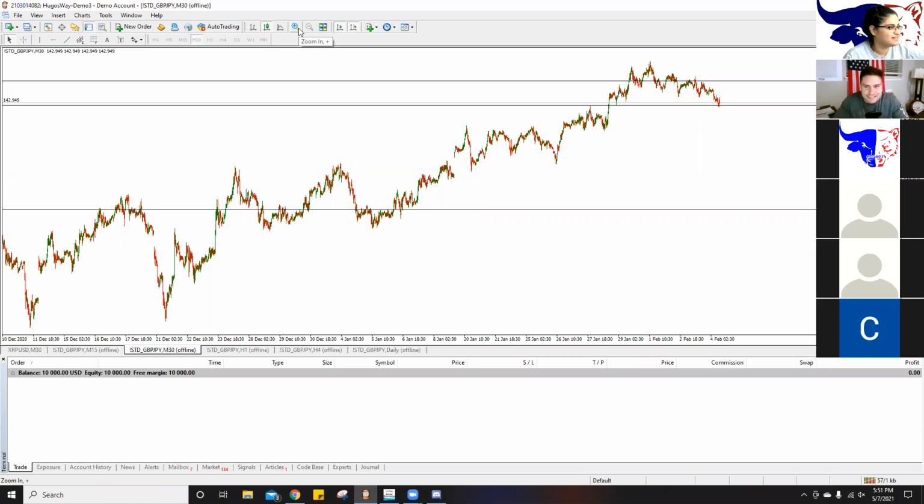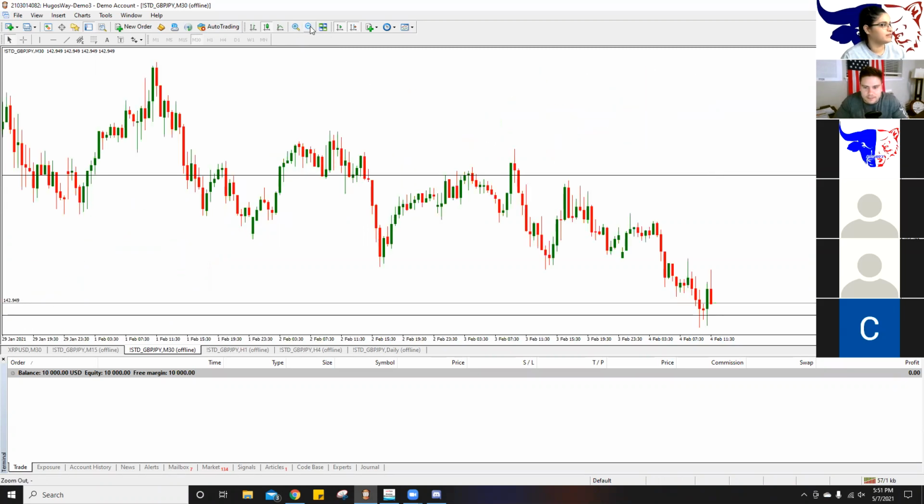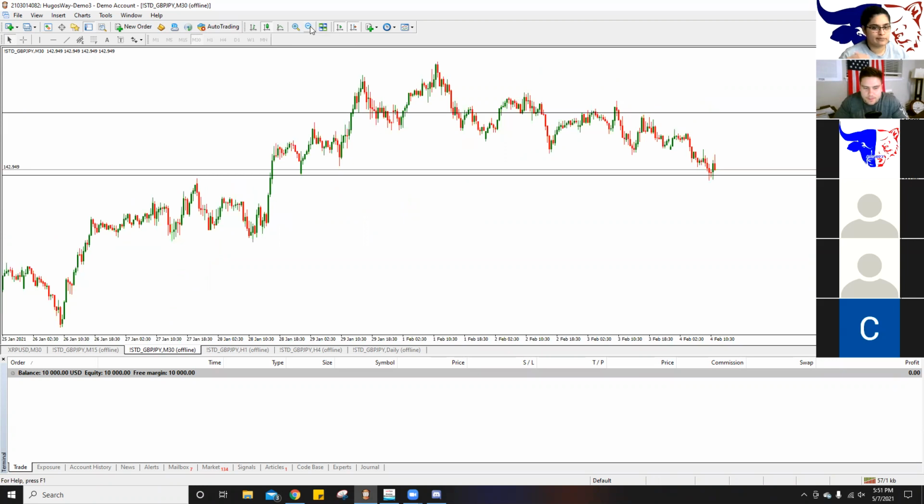Yeah. So this game is all about patience. That's the only way that you're going to win here, right? So look at it from a very objective manner. Look at it from a very analytical manner. What is the price doing? It's never about what you want the price to do or what you want the market to do.